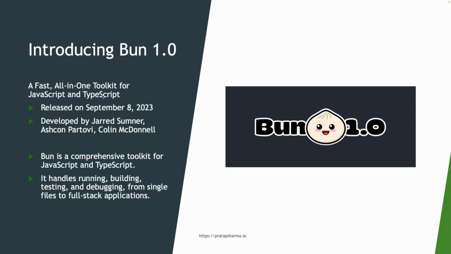It was released just 2 days back on September 8, 2023, and it is developed by Jarred Sumner, Ashkan Partovi, and Colin McDonald. Bun is a comprehensive toolkit for JavaScript and TypeScript. It handles running, building, testing, and debugging, from a single file to a full stack application. So all in all, Bun is everything.